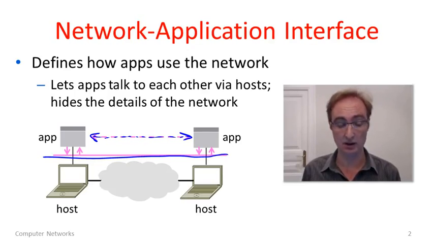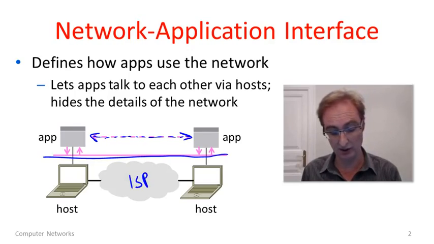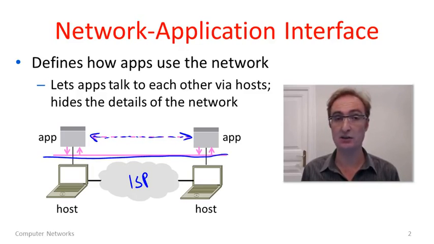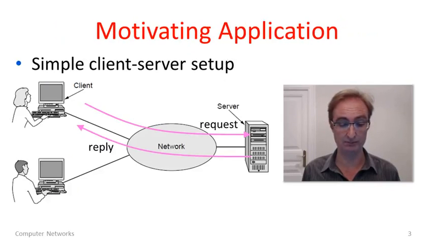And this API should allow them to do this while hiding all of the details of what goes on in the network here, in this cloud, which might be an ISP, for instance. How many routers there are and so forth in that cloud really shouldn't matter to the applications. They just want to talk across the network.